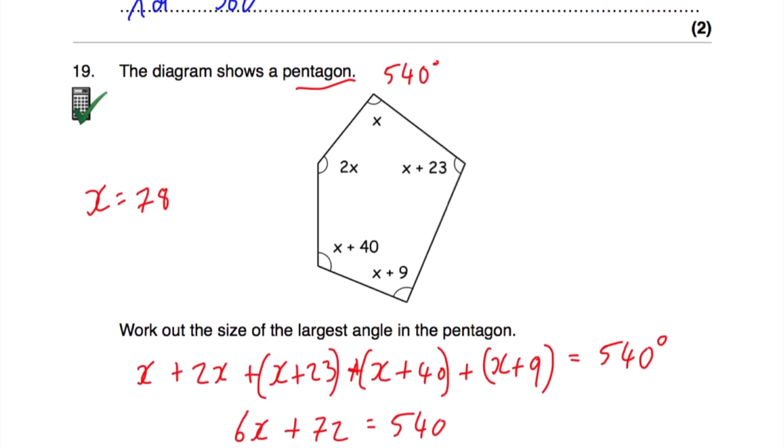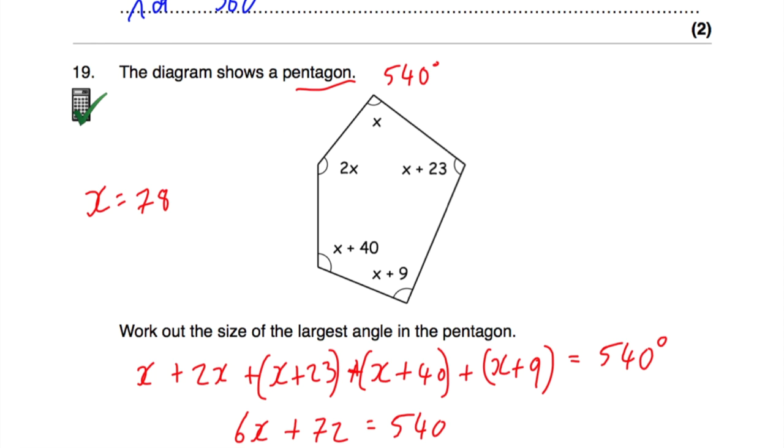Now, if we go back up to our pentagon, we need to find the size of each angle, and we want to find the size of the largest angle. So the angle at the top here, that's going to be 78 degrees. That's quite straightforward. This one here is 2x, so 2 times 78 is equal to 156 degrees. This one over here, we've got 78 plus 23. That's equal to 101 degrees.